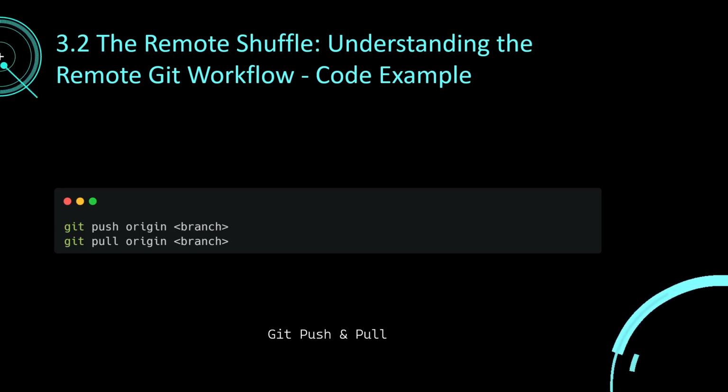And here we can see there's the 2 commands there. So they've got the git push origin, and then that branch name there will get replaced by the branch that we're working with.